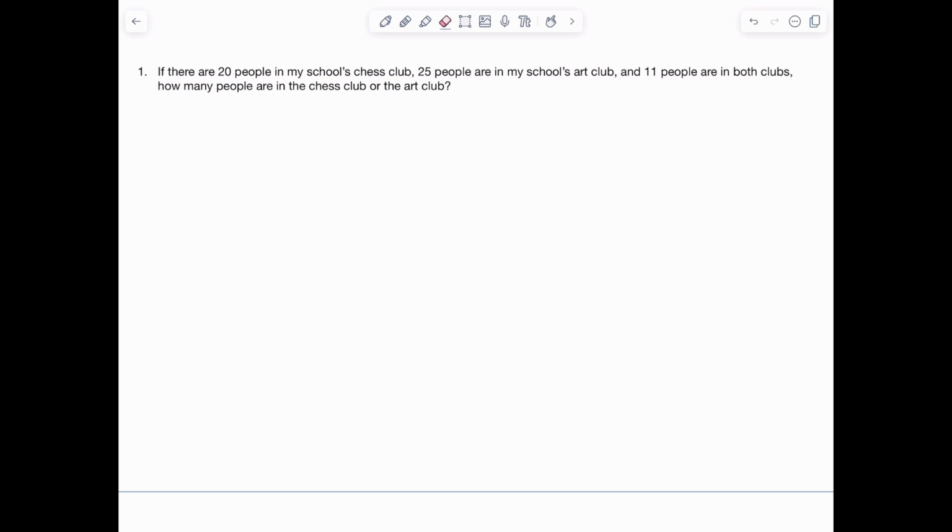a simpler method. So normally what we could do is just add the number of people in the chess club, which is 20, plus the number of people in the art club, which is 25. However, if we just do this, we're going to count the people that are in both clubs one extra time. So to get rid of this, we can just subtract the 11 people that are in both clubs, leaving us with 34. And it's just that simple. That was a simple example of the principle of inclusion exclusion.